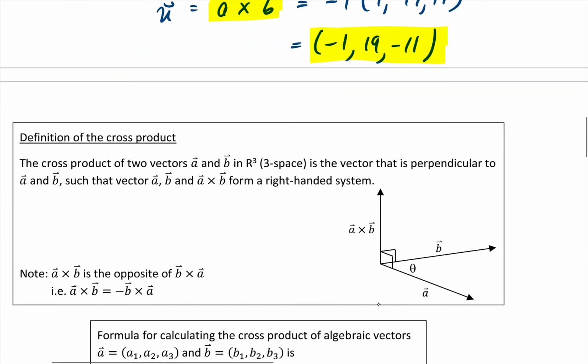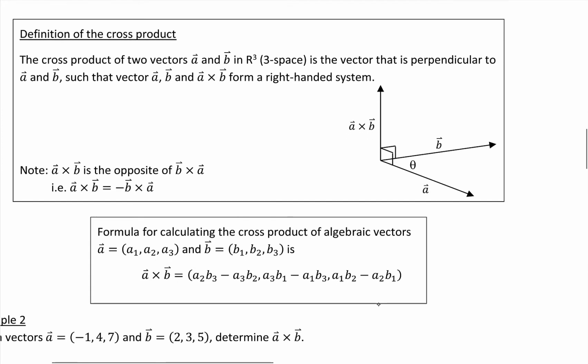So what is the cross product? The cross product of two vectors A and B in 3 space is a vector that's perpendicular to both A and B. Keywords: perpendicular to both A and B, such that vectors A, B, and A cross B form a right-handed system. So that's why we ended up with the example above. Instead of being positive 1, it had to be negative 1 based upon a right-handed system.